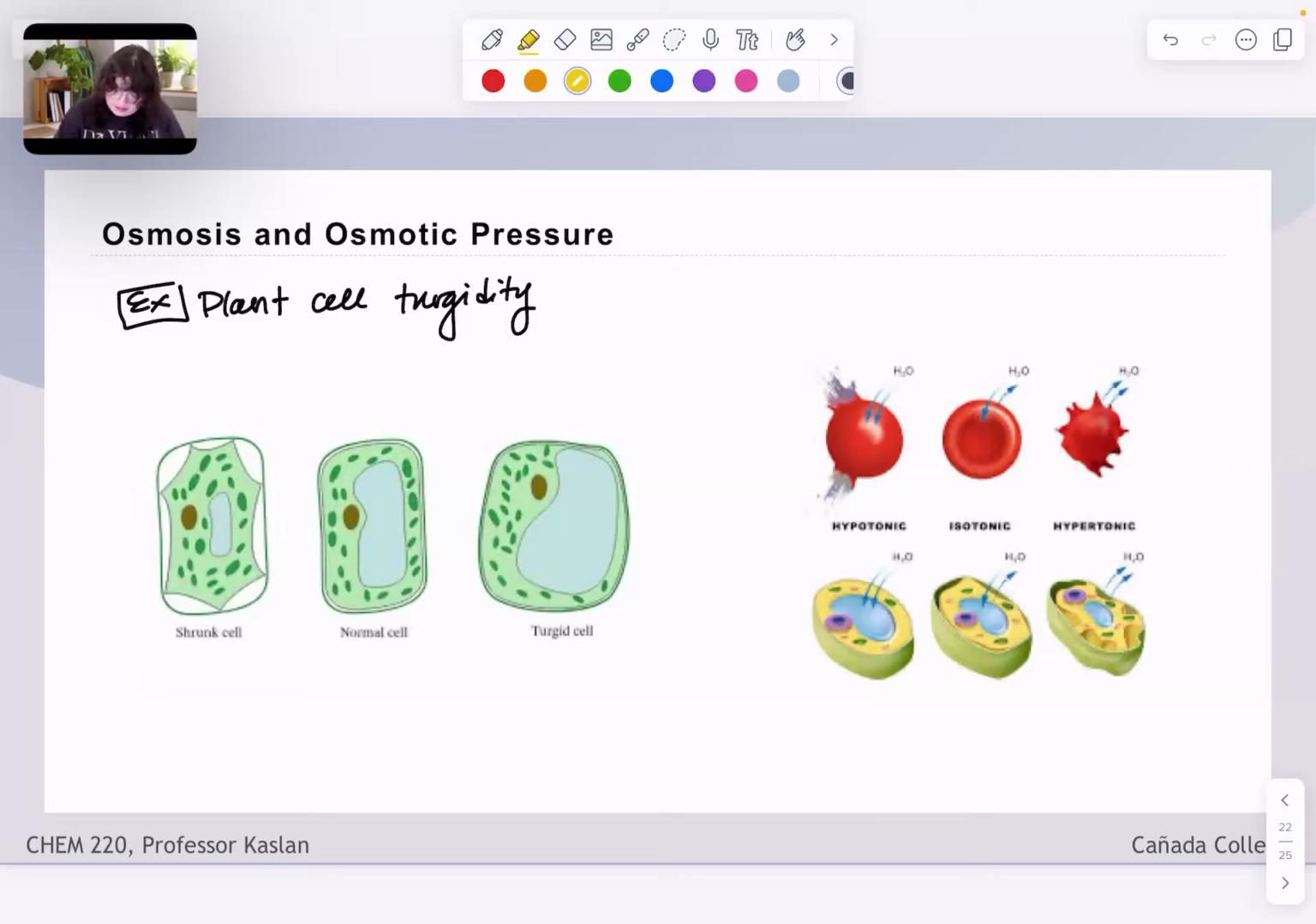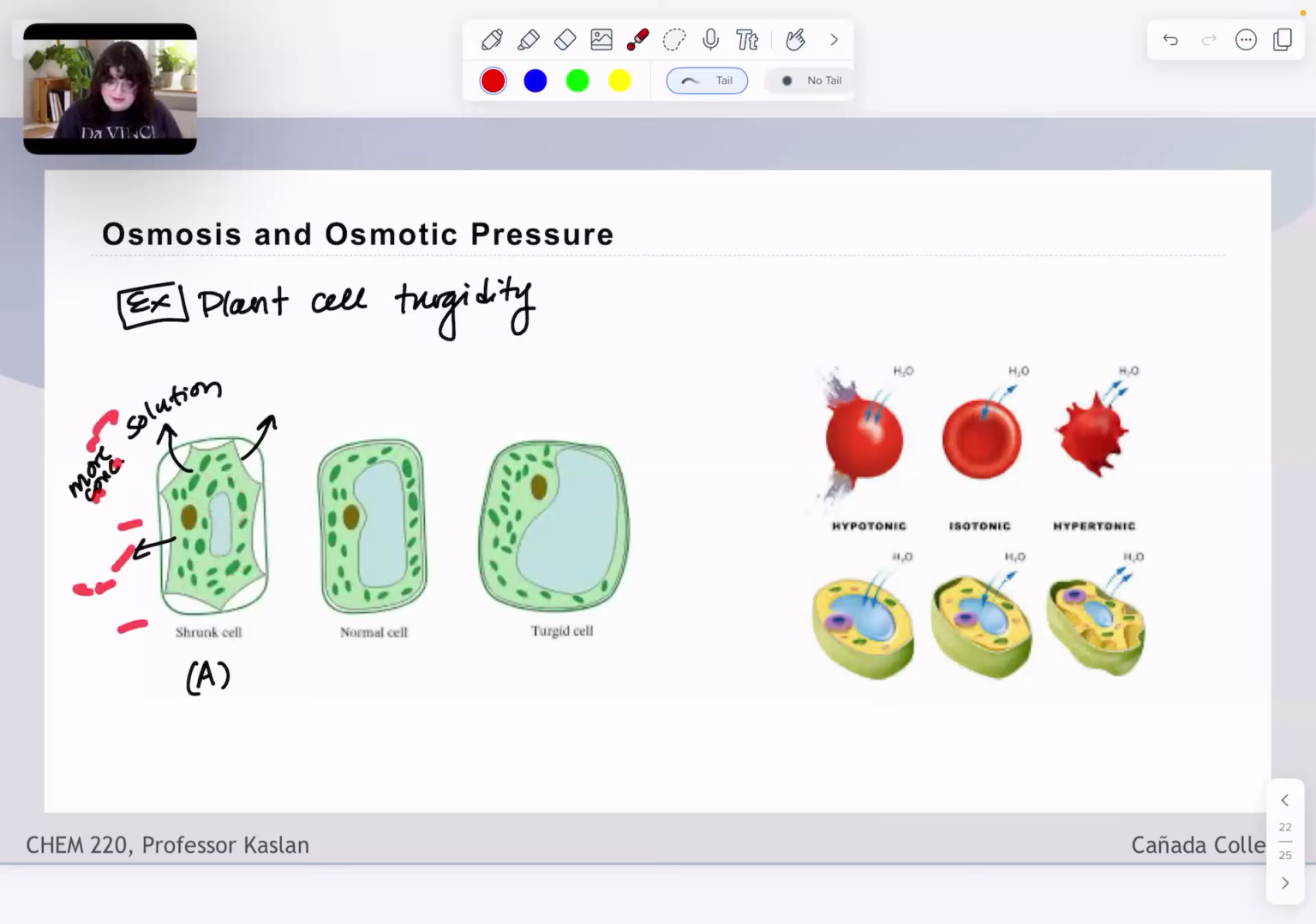We've got here in case A, a shrunken cell. So this is where the plant has let water escape, it's dehydrated, right? So this would have to happen only if there was a more concentrated solution exterior to the plant. So the amount of solute inside the plant cell had to have been less than the amount of solute present outside the plant cell. That's the only way that our water would flow out of the cell.